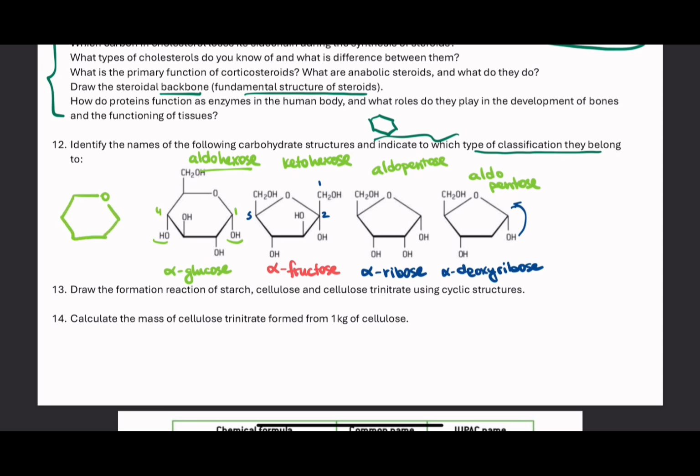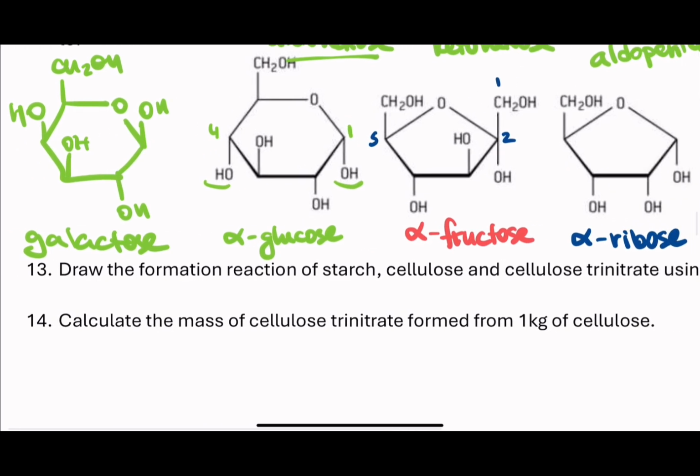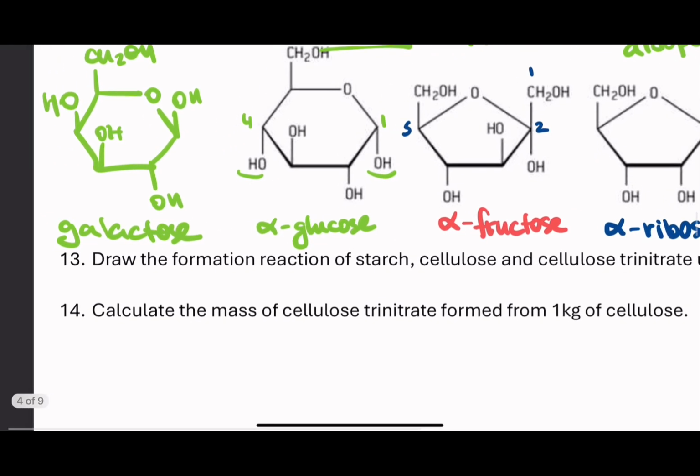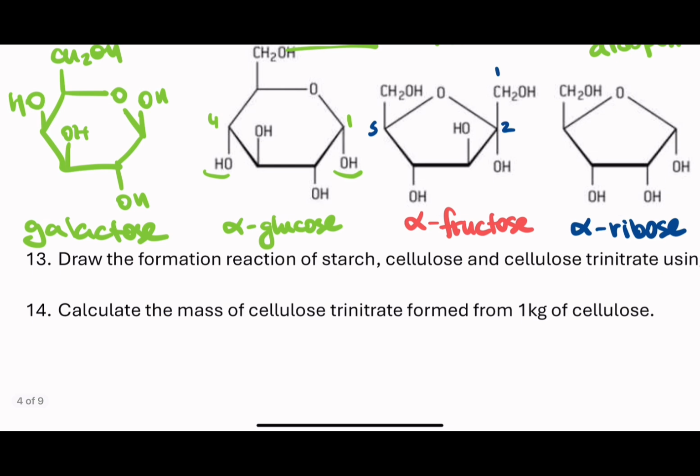We're going to have OH up here, OH up here, CH2OH, and then we have OH down, and then OH up. So pretty much all of the OHs are up except the one on the second carbon. Okay, now this is galactose, although this is a beta galactose. I should have thrown you the alpha.